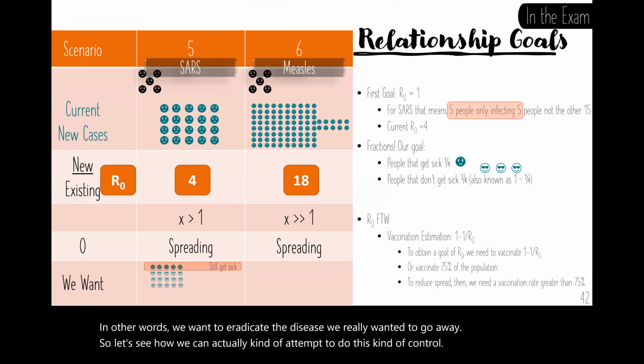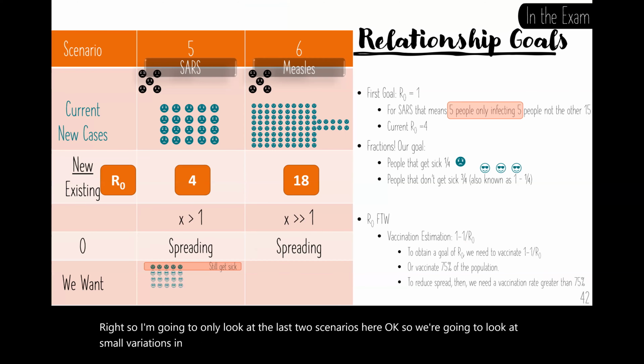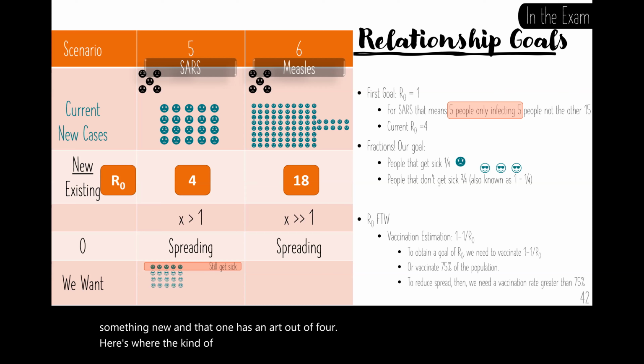Right, so I'm going to only look at the last 2 scenarios here. We're going to look at small variations in there. I'm going to look at, for example, SARS, which I've changed up into something new, and that one has an R0 of 4. Now here's where the math comes into play, and see if we can play around with this. Again, these are just hypothetical, but this is the idea.